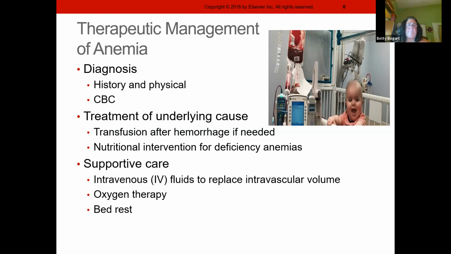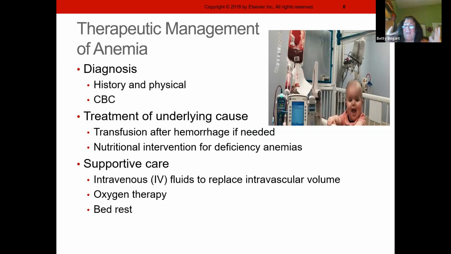And then there's another thing they say is oxygen therapy. Well, again, this is controversial. If you don't have cells to carry the blood oxygen around, if you give extra oxygen, is it going to make it any better?